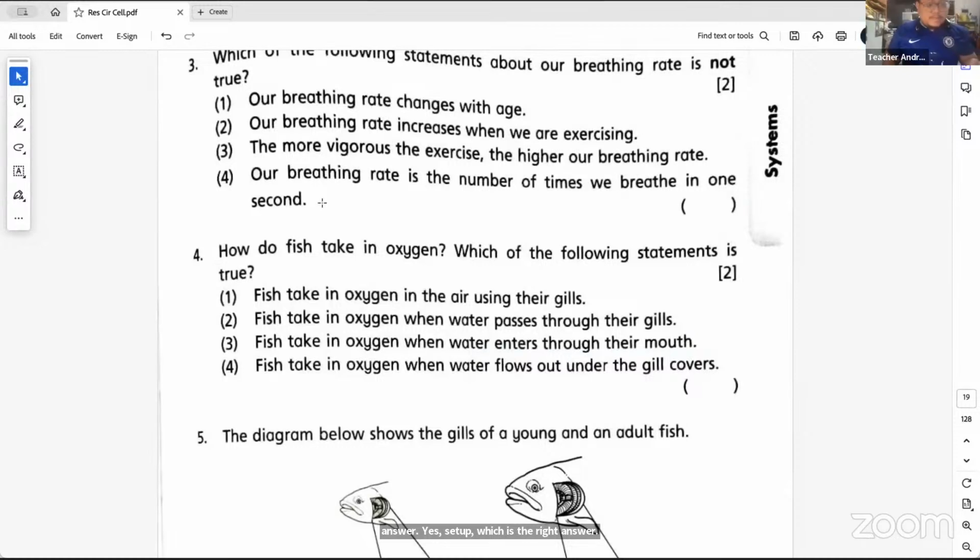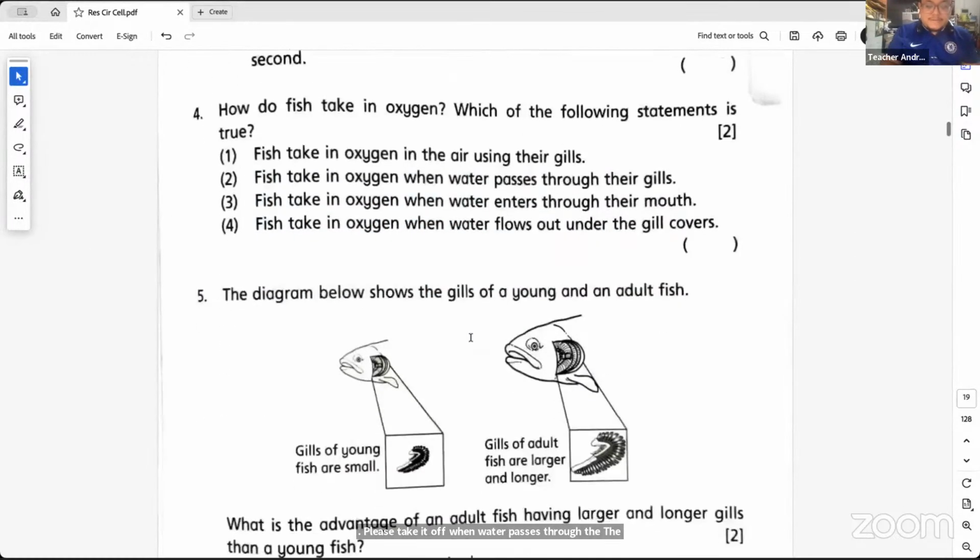Which of the following statements about gills is true? Okay, the answer is number 2. Fish take in oxygen when water passes through their gills. All right. The rest are all wrong. Okay. Let's carry on.